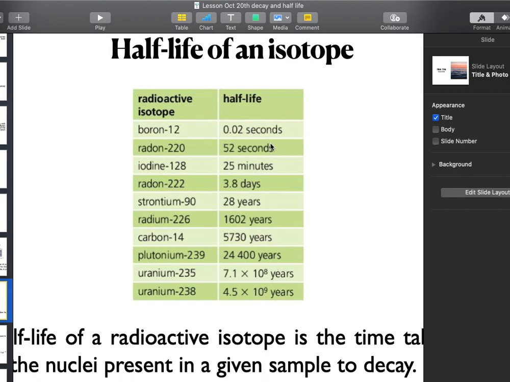We have 0.02 seconds for boron. We have iodine, that's 25 minutes, the half-life. I mean, after 25 minutes, you're going to have half of the initial count.